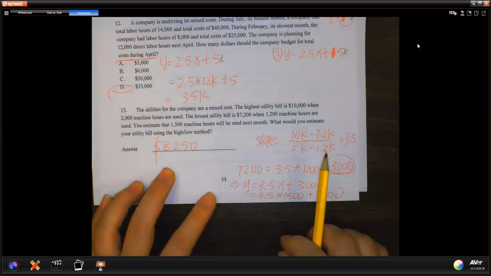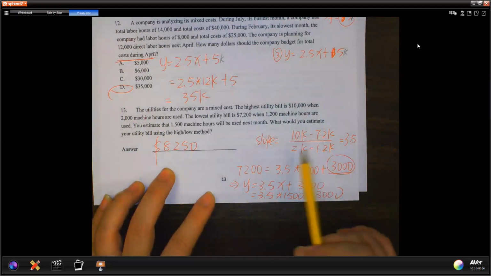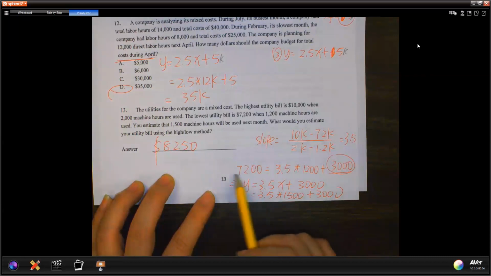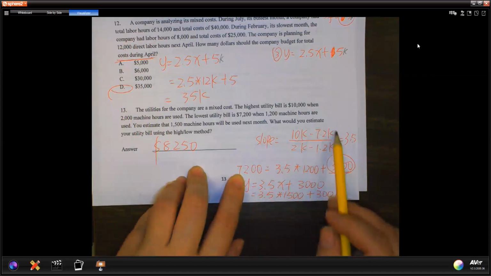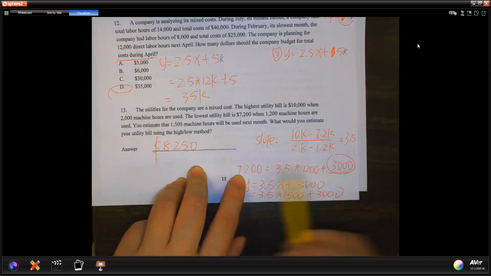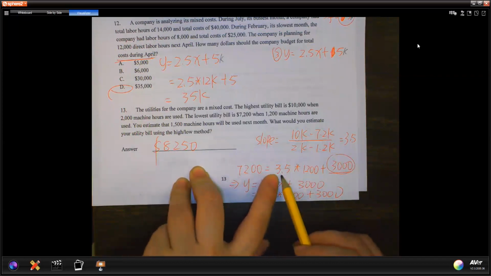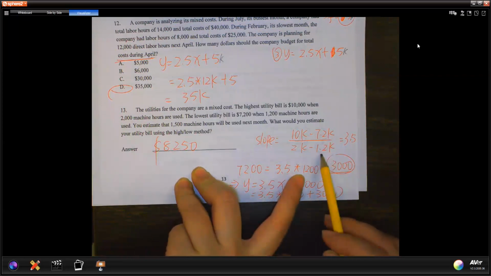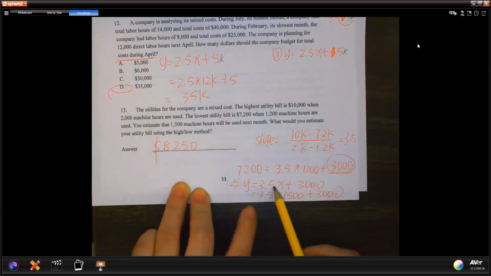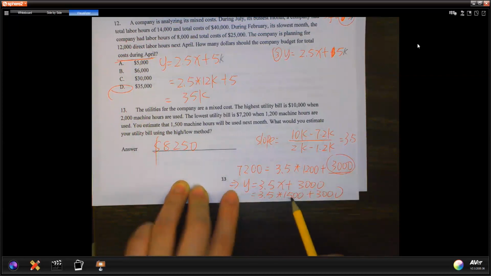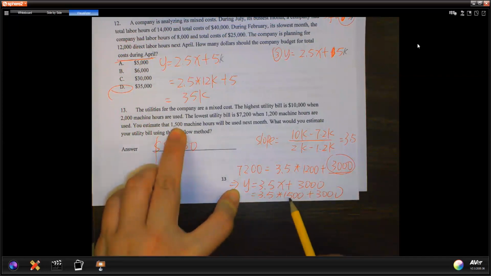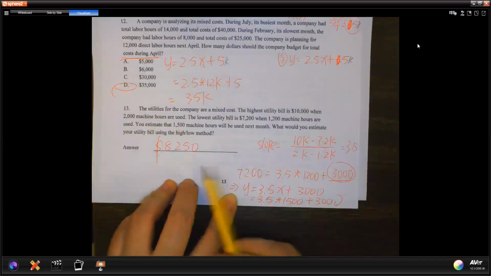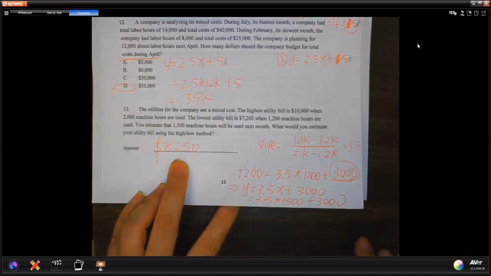Next one, question 13, is still the same high and low method. Make sure you really know that you use the high and low difference of y divided by the high and low difference of x. You get the slope, and then you just pick one x and y. When x is 7,200, your y is 7,200, your slope is 3.5, your x is 1,200, and then you get your fixed cost is 3,000. So y equals 3.5x plus 3,000. When your x is 1,500, you use this actual number to replace the x. You will get your predicted total cost is 8,250.